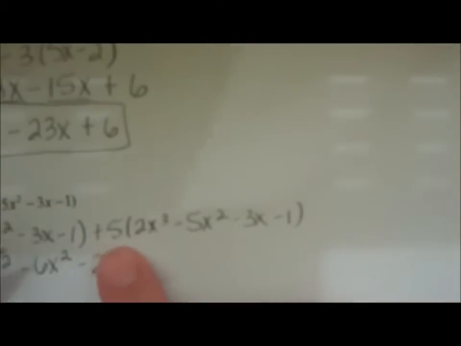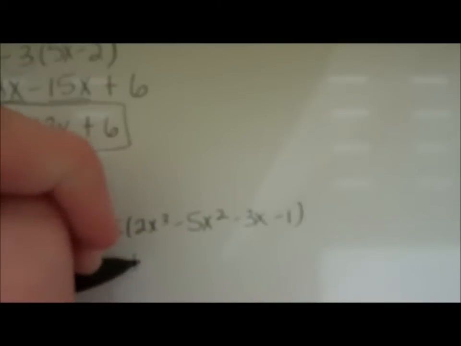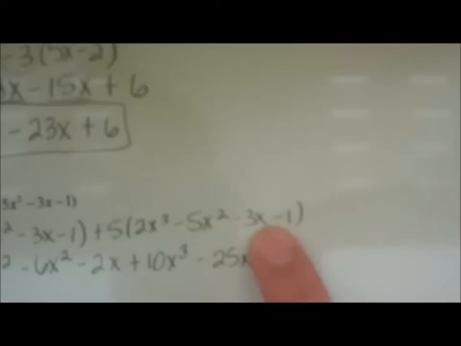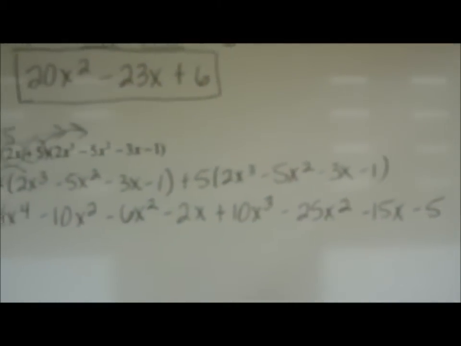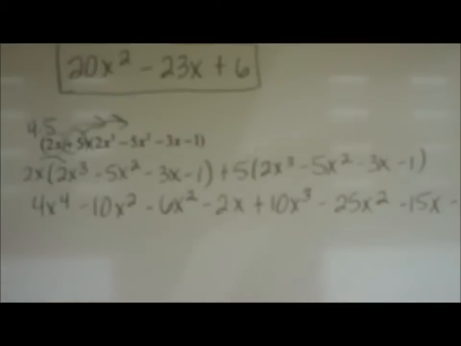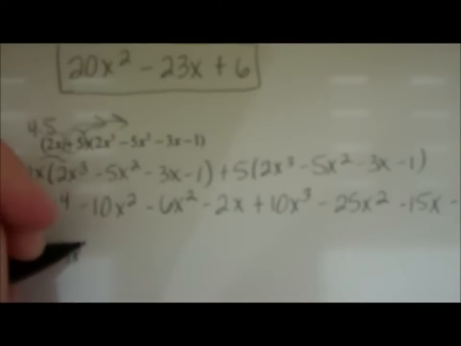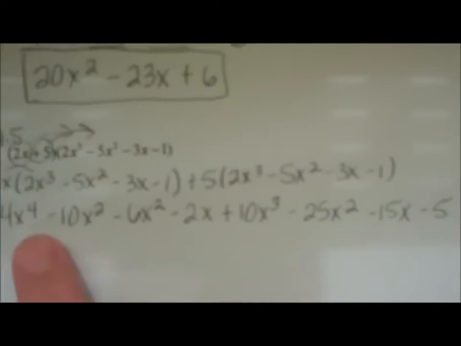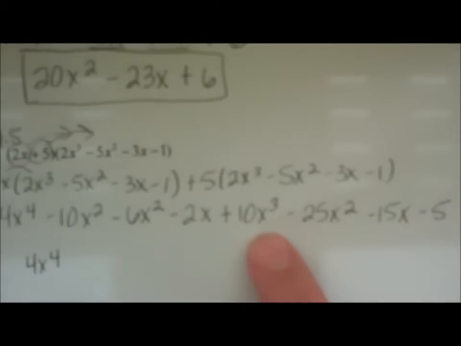Then I have the 5. 5 times 2x cubed gives us positive 10x cubed. 5 times negative 5x squared gives us negative 25x squared. 5 times negative 3x gives us negative 15x. And 5 times negative 1 gives us negative 5. Time to combine like terms. So I'm looking at these. I only have 1x to the 4th. So I have 4x to the 4th. I'm going to look to see what other degree I have that's less than 4, which is x cubed.